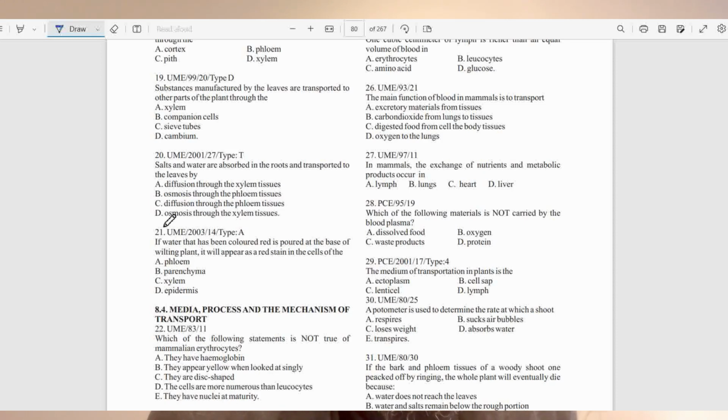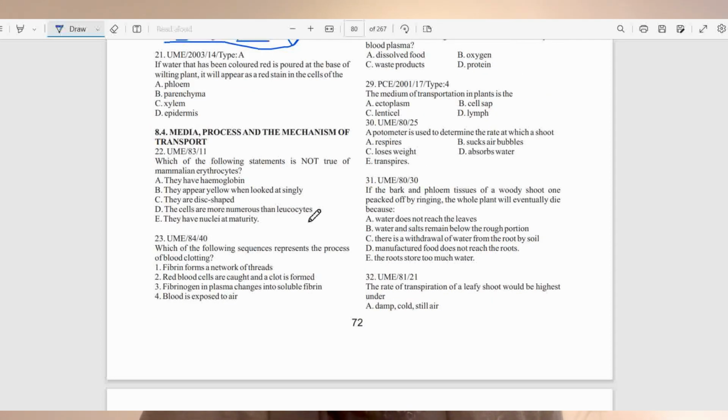So salt moves by osmosis through the xylem vessel. So when you are dealing with movement of solutes, the process is osmosis, and of course the vessel responsible for that is the xylem tissue. The other answers, B and C, could not have been possible, because you have the phloem, which is meant to transport from the leaves to other parts of the plant. And because you are dealing with solutes, option A is not possible either. So the right answer there is D.